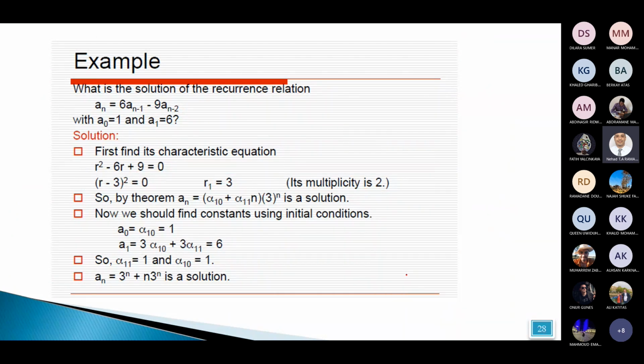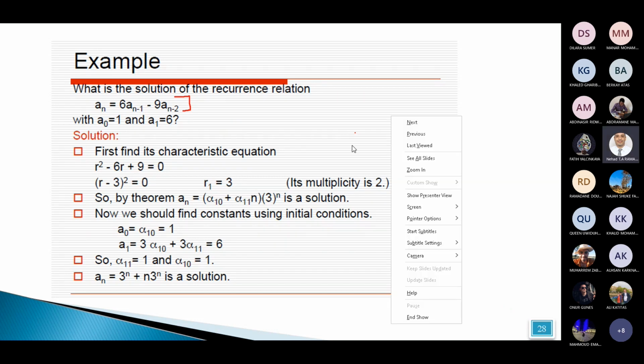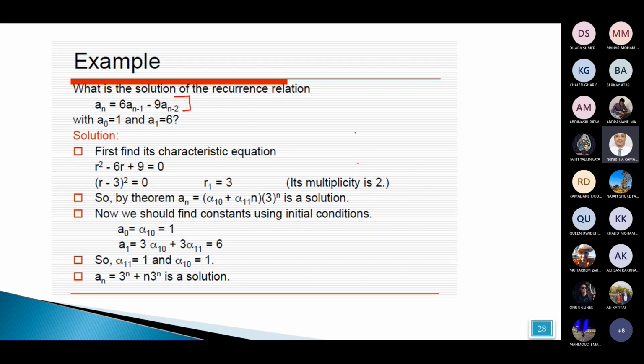It's easy. Look, we have this recurrence relation. We need to solve it. Simply to solve it, same as previously, we need to get the characteristic equation.